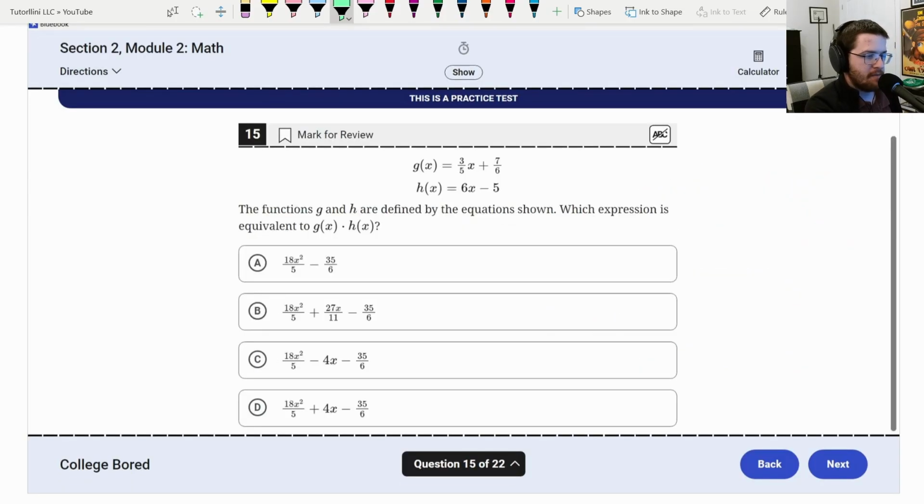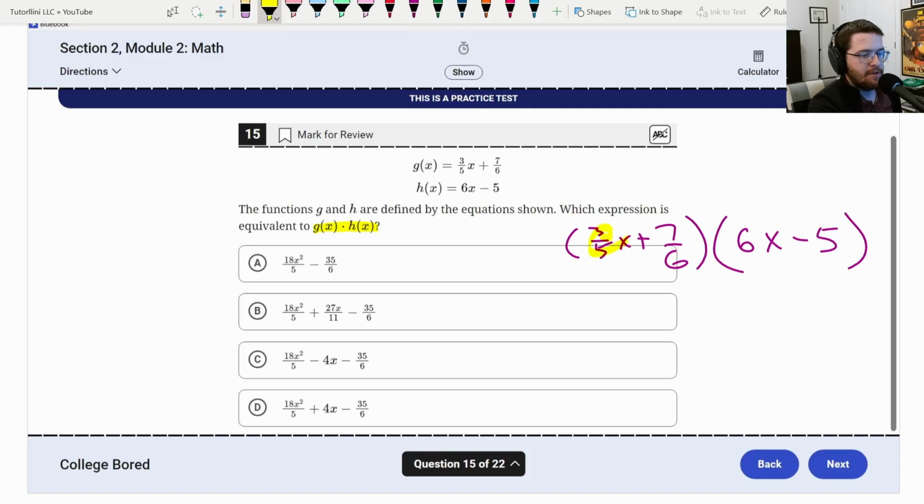Okay, question 15. So for this one, it just wants us to multiply these guys together. So g of x times h of x, so 3/5 x plus 7/6 times g of x, which is 6x minus 5. And now we're just going to do binomial distribution using first, outer, inner, last. So first, 3/5 x times 6x. 3/5 times 6 is 18/5, and then x times x is x squared.